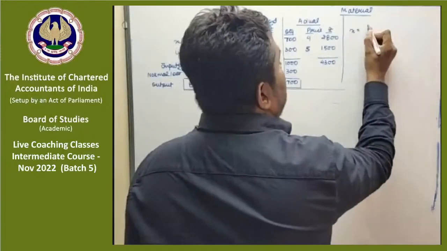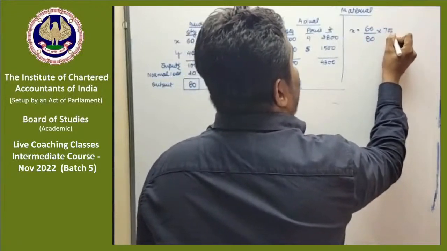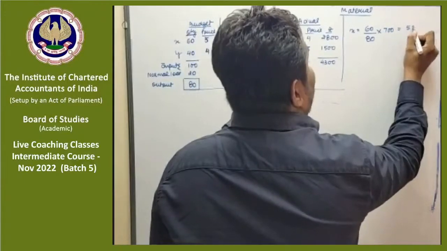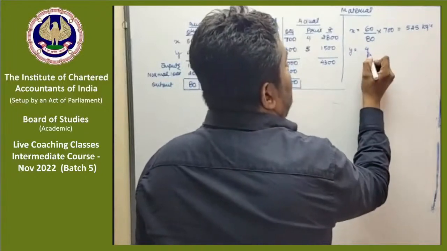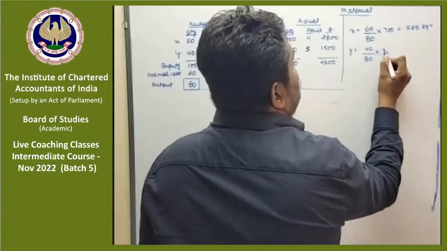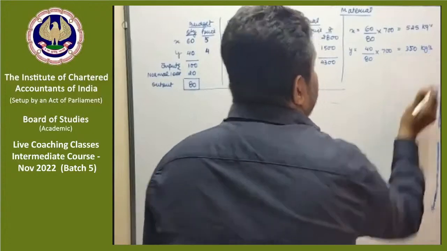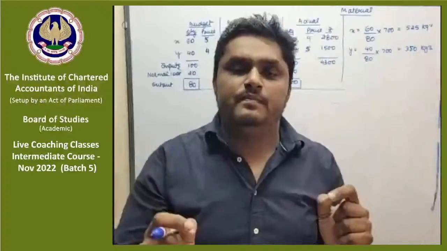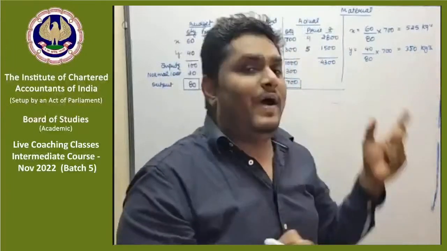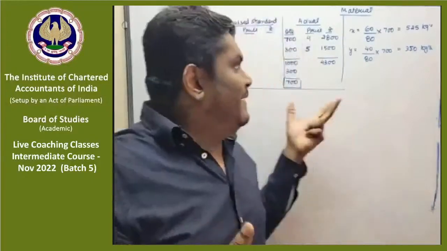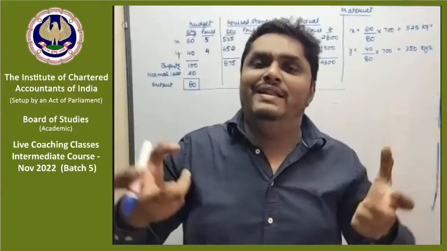So for X, 60 for 80 units. So for 700 units, how much? Very simple, 525 kgs. 40 units for 80 units of output. So for 700 units of output, how much quantity was supposed to be used? So in short, 525 kgs of X and 350 kgs of Y were supposed to be used. But when talking about the actual data, we use 700 kgs of X and 300 kgs of Y.